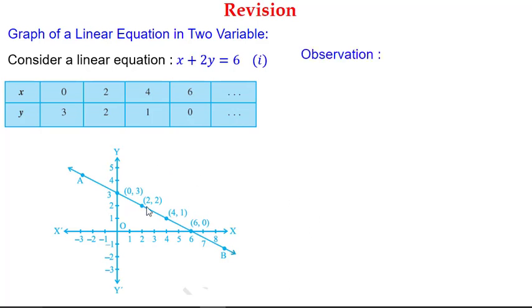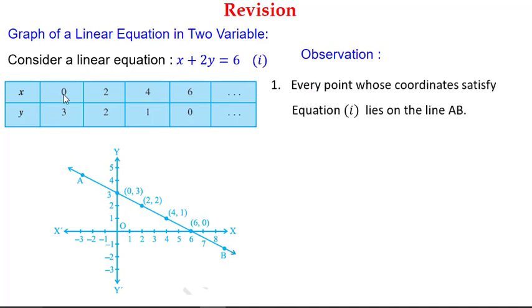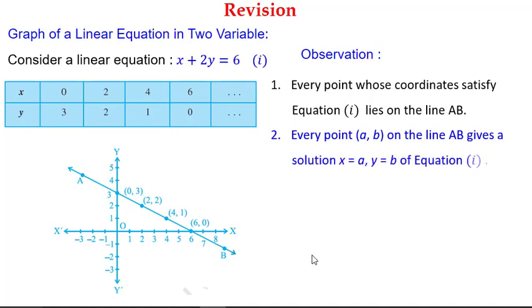From this graphical representation, we observe that every point whose coordinates satisfy equation 1 lies on the line AB. So we have seen that all these points are lying on AB. So from this I will say that every point on line AB gives us a solution x equal to a, y equal to b of equation 1.